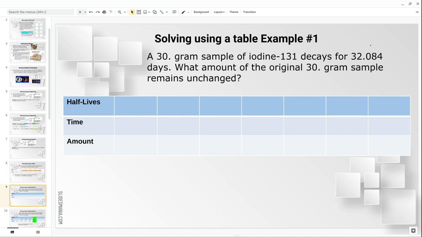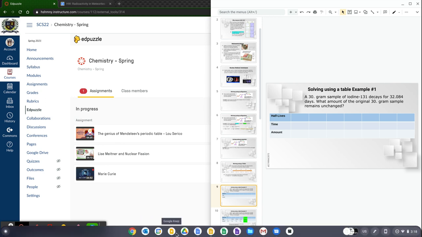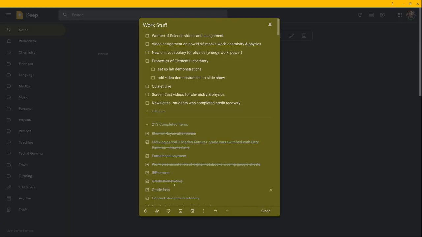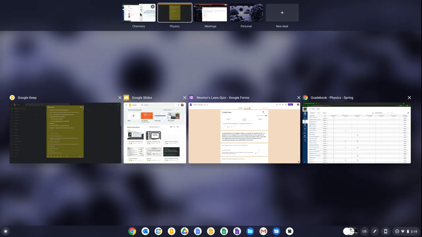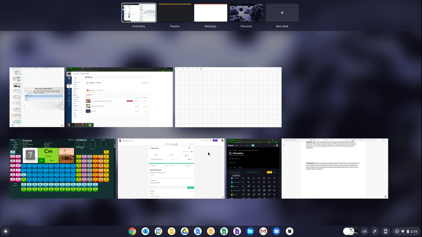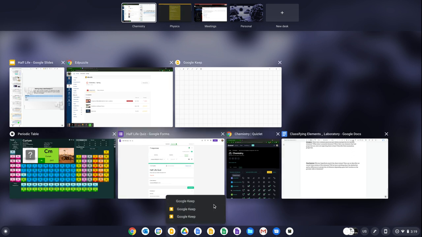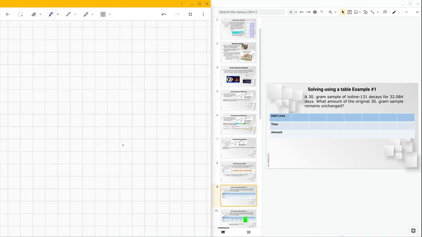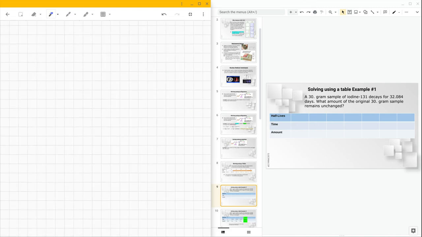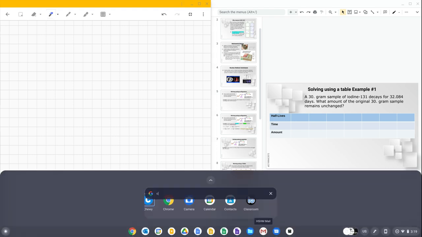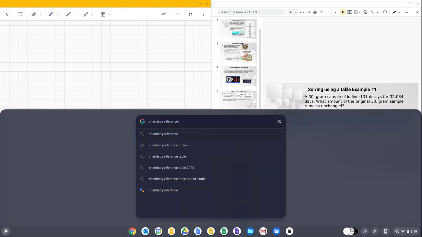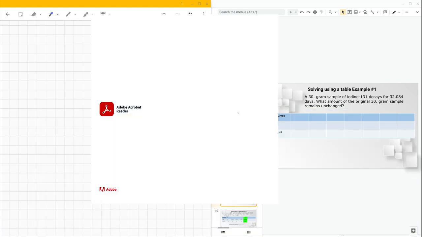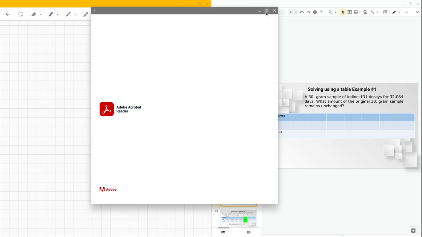Okay, so let's do it. Let me see if I could get this to take up 2 screens. Nope, wrong one. Sorry. Let's go back. All right, so can I get this to work? Looks like it. All right, so we need also the chemistry reference tables to do this. All right, now we're ready to roll.